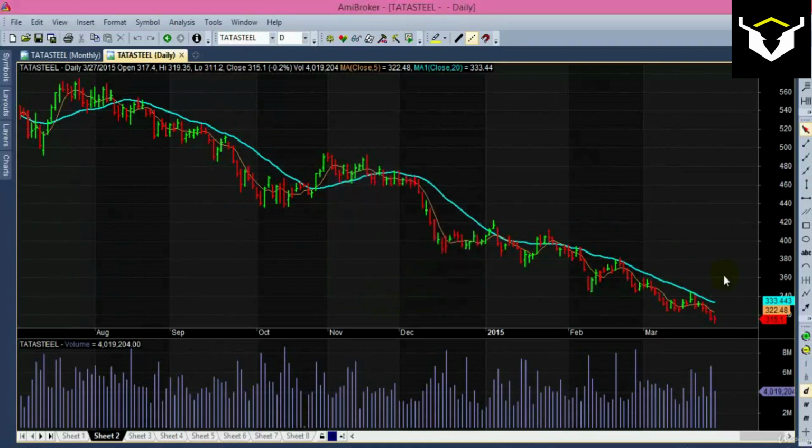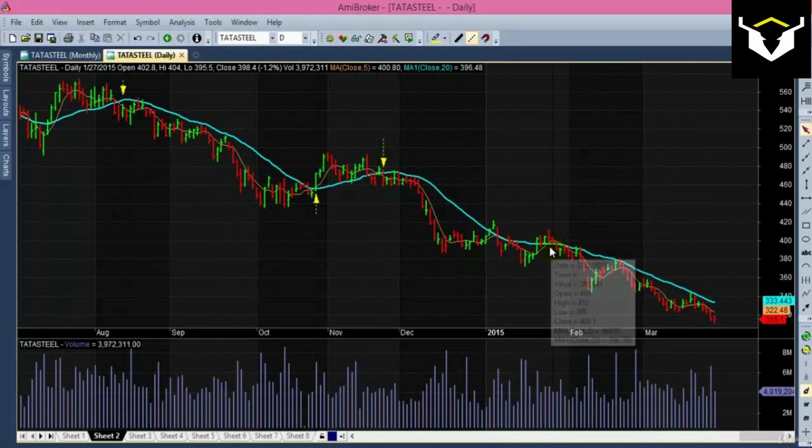All right. This is the daily chart of Tata Steel. When the 5-day moving average crosses above the 20-day moving average, we will take an entry signal. Here it triggered a sell signal, triggered a buy signal here, triggered a sell here, triggered a buy, and the sell signal continues.